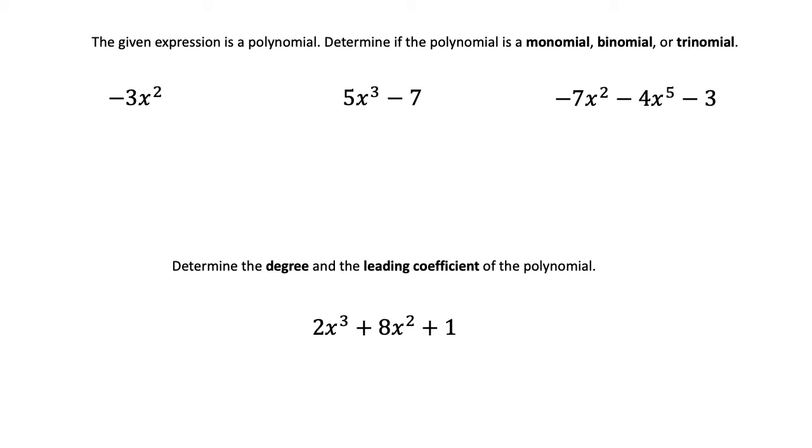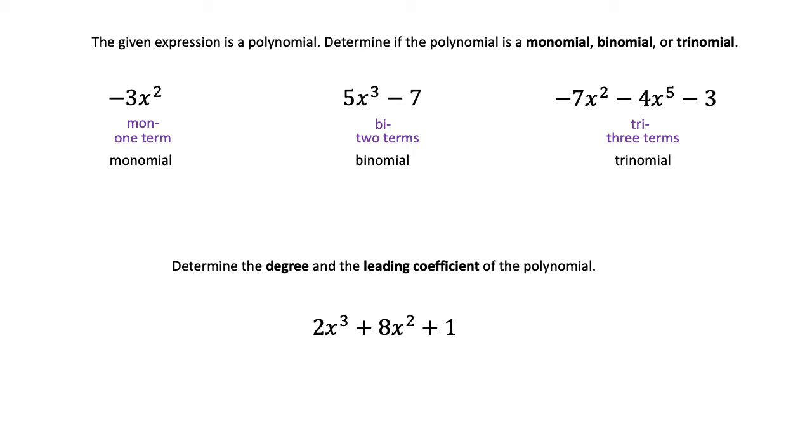In this video, we're going to talk about polynomials. And the first thing we're going to do is classify the polynomials based on the number of terms that you see. Mon for one term, bi for two terms, and tri for three terms. So with these three examples, we do have a monomial, a binomial, and a trinomial based on the number of terms.